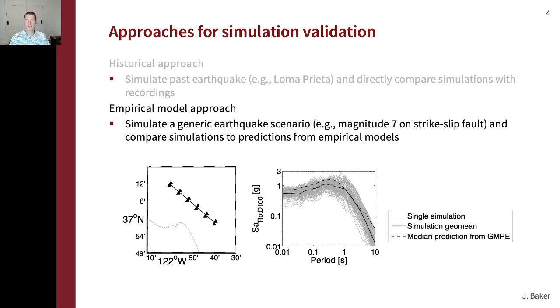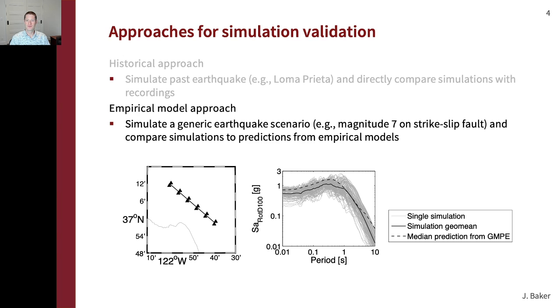Another strategy is what we call the empirical model approach. So here we can use a kind of generic earthquake scenario. For example, this graphic is from a magnitude 7 earthquake on a strike slip fault, and we just say, well, we're going to specify a rupture of that type and generate simulations. And then we don't have a historic observation of this generic earthquake, but we have empirical ground motion prediction models.